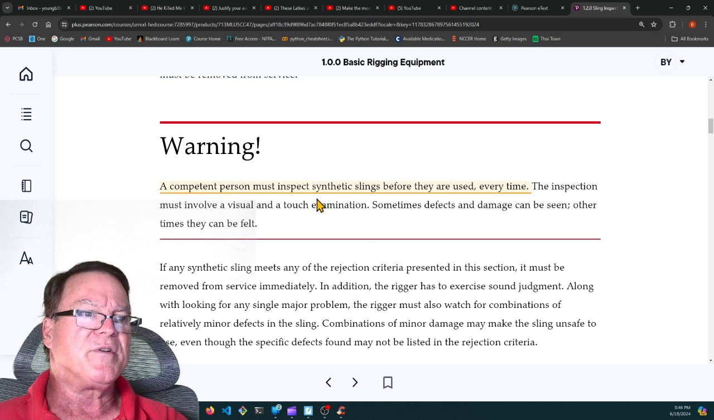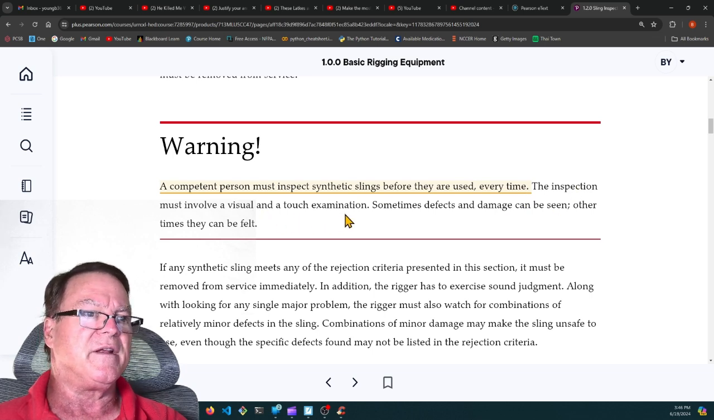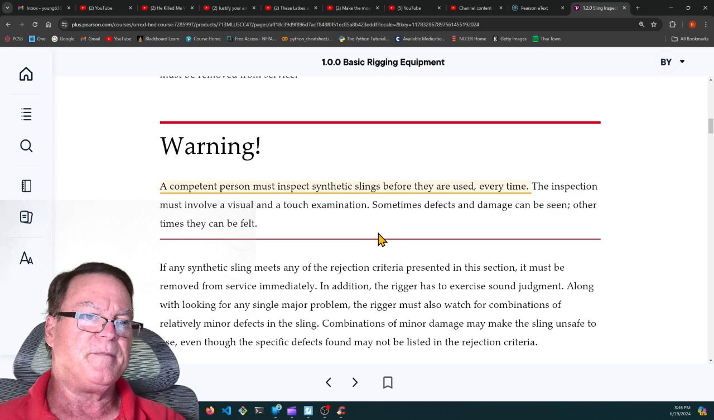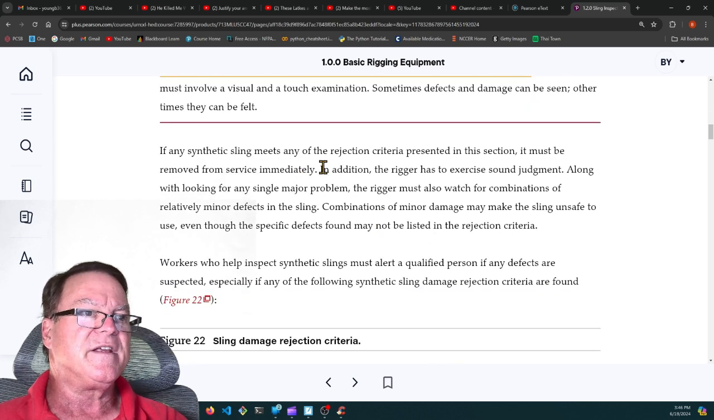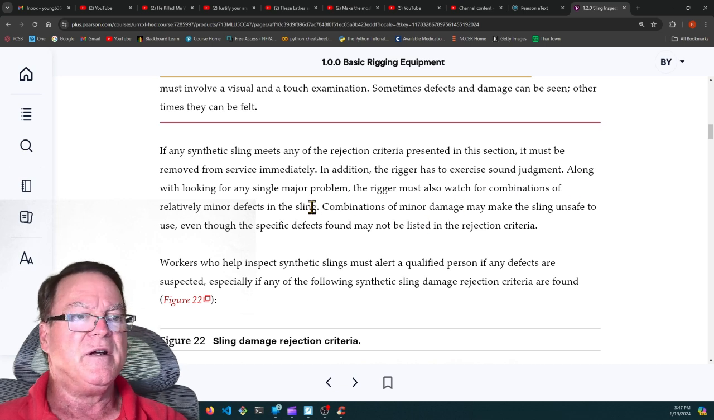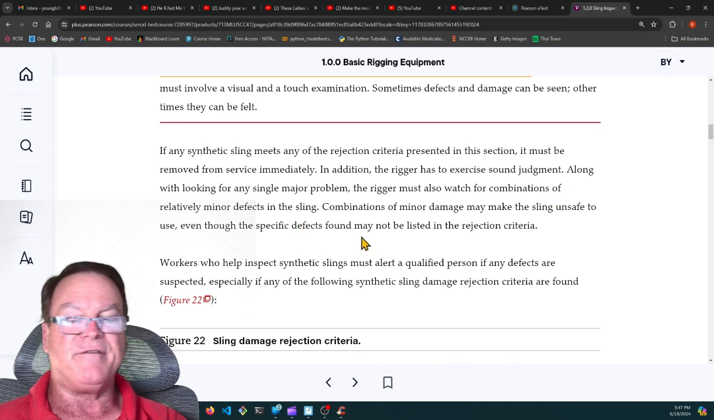Warning, it says a competent person must inspect synthetic slings before they're used every time. The inspection must involve a visual and a touch examination. Sometimes defects and damage can be seen, other times they can be felt. If any synthetic sling meets any of the rejection criteria presented in this section, it must be removed from service immediately. In addition, the rigger has to exercise sound judgment. Along with looking for any single major problem, the rigger must also watch for combinations of relatively minor defects.